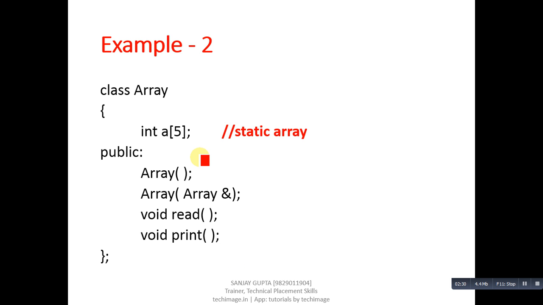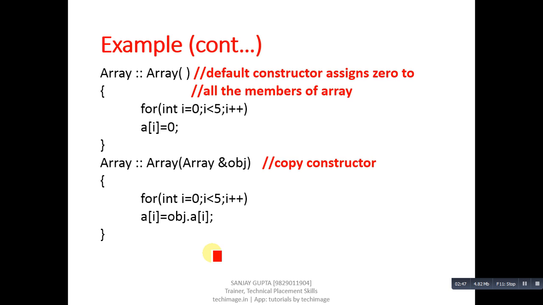Now this is another example which is related to an array. Here an array is declared, then in public, first the default constructor is declared, then the copy constructor, then the read function, and then the print function. All these functions are declared here. Then outside the class, the default constructor is defined, which is initializing each index with zero value. Then the copy constructor is defined.